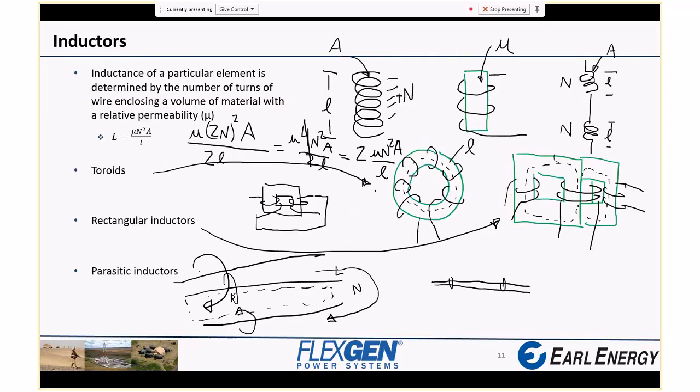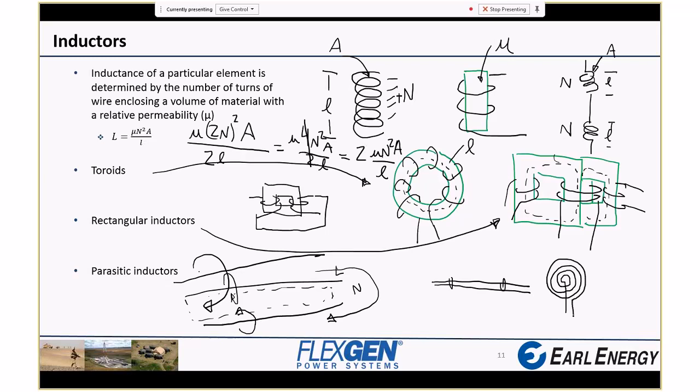There are definitely a lot of different ways of constructing them. Some other interesting ones that we may not necessarily use here: one of them is a spiral inductor, where one wire comes in and it's just wound flat like this.